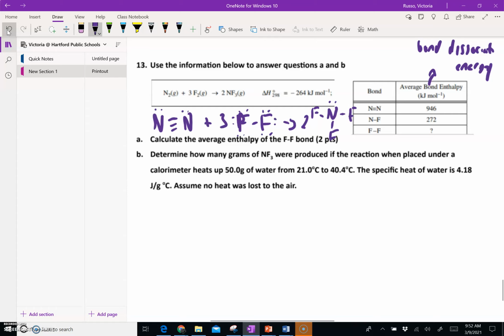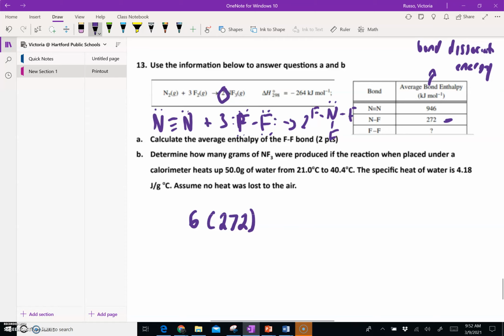Now be careful, this is where a lot of you made a mistake. There are 3 NF bonds, but there are 2 NF3 molecules. So there's actually a total of 6 NF bonds. That was a mistake a lot of you made: you forgot to multiply for the fact that there were 2 NF3. Per molecule there are 3 NF bonds, but there are 2 molecules because of the 2 here.